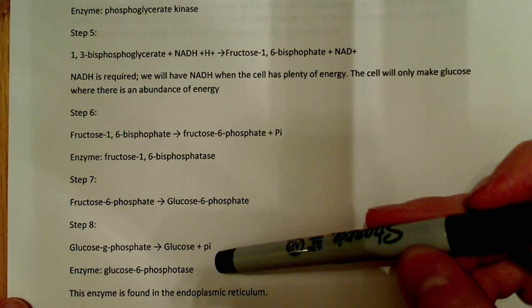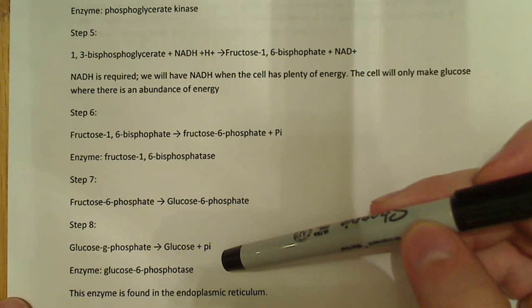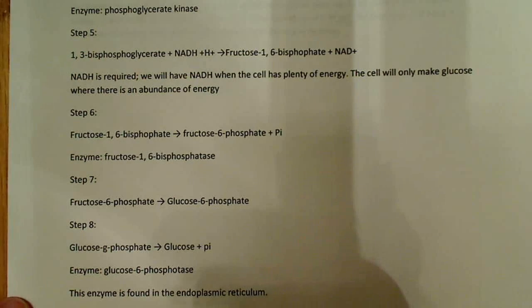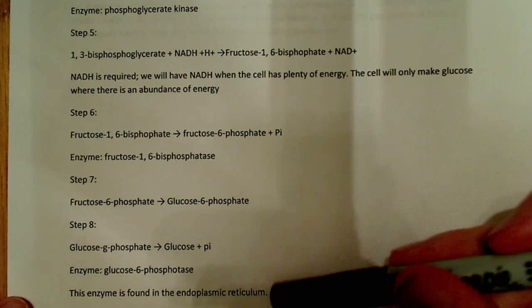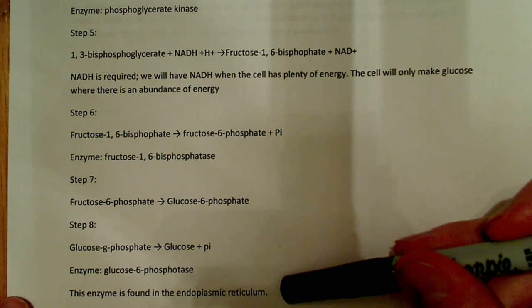And in the final step, glucose 6-phosphate is made into glucose, and another phosphate is clipped off. Now, another important enzyme is called glucose 6-phosphatase. So glucose 6-phosphatase, another important enzyme, and this enzyme is found in the endoplasmic reticulum.